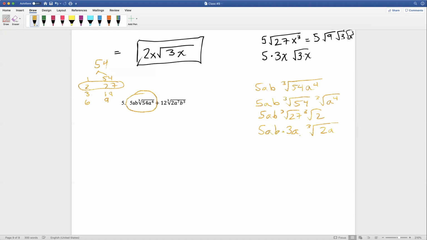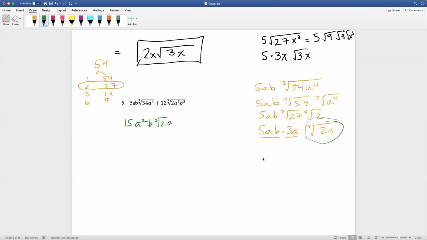So what does this mean? Well, when we multiply these together, this is 5ab times 3a. Well, 5 times 3 is 15. This pen isn't showing up very well, sorry about that. 5 times 3 is 15. A times a is a squared. B times the cube root of 2a. That's what that first term looks like. So we're hoping to get a cube root of 2a on this guy too, and that's going to tell us something about whether we could simplify it or not.